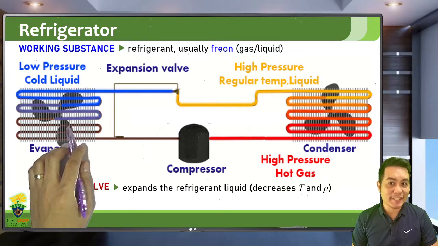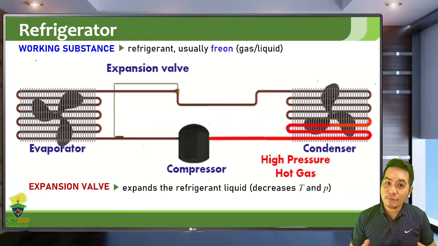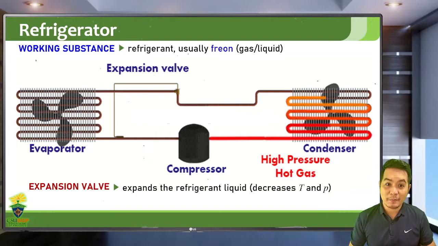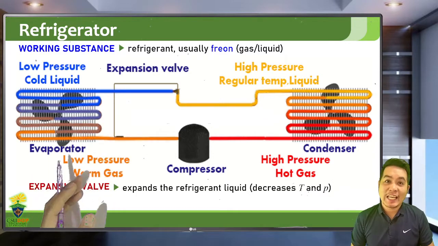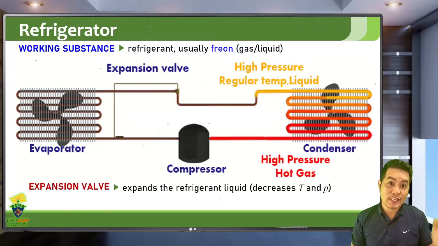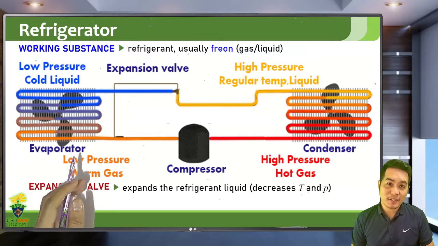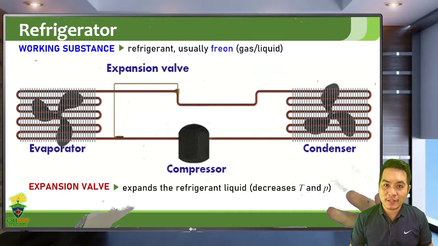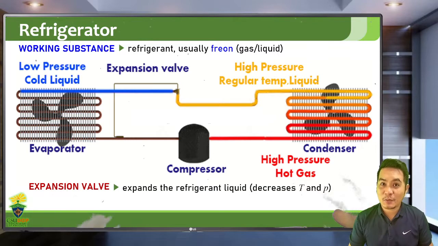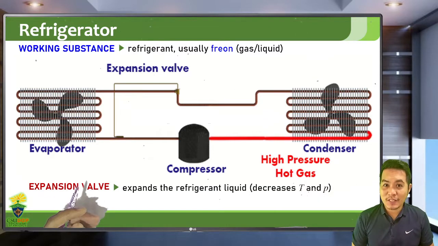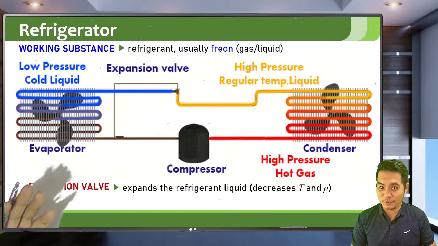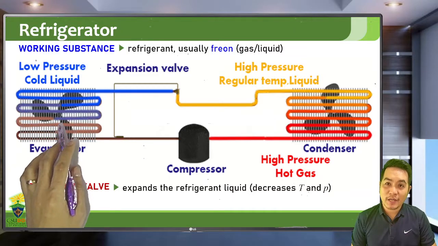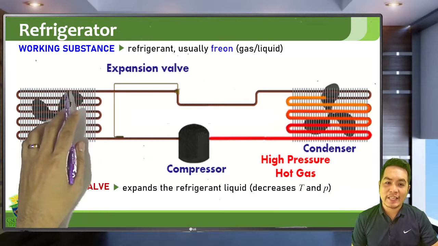Now, since you have a very cold liquid in the evaporator coils, and these are placed inside the refrigerator, if you place food inside the refrigerator, it will obviously have a higher temperature compared to the evaporator coil, so naturally heat will flow from your food towards the evaporator coils. That's how any object placed inside the refrigerator is cooled, by having its heat absorbed by the low pressure cold liquid in the evaporator coils.